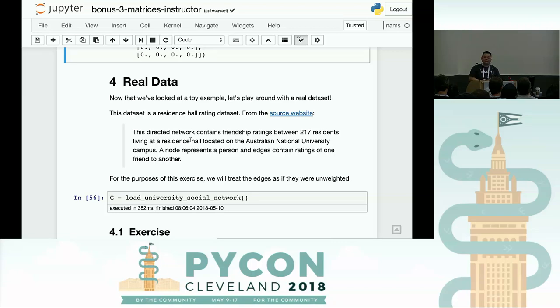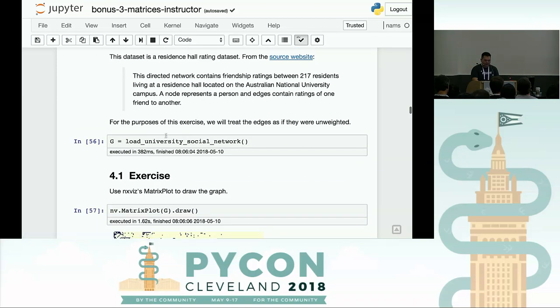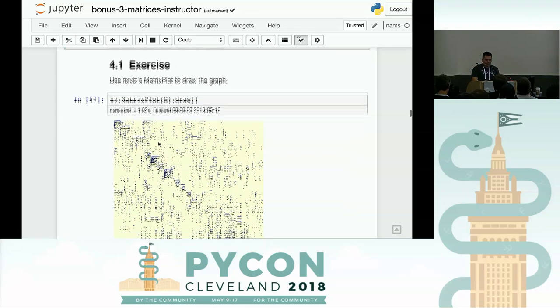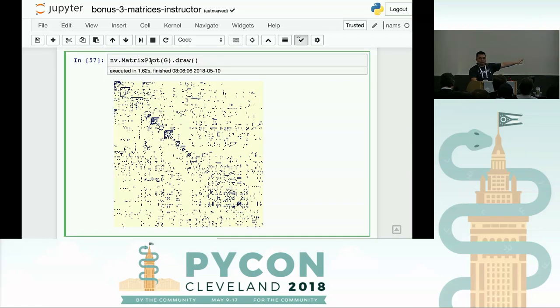All right, so what we're going to do is very quickly look at this real data set. This is a university social network, so it's a dorm room kind of thing. And if you make the matrix plot, it looks something like that. So I'd like everybody to fill in your cell in the notebook with nv.matrixplot(g).draw. Make sure you execute the cells at the top, copy this line of code inside there and convince yourself that you've got a matrix. It'll just draw the matrix to the screen. Everybody okay with that?